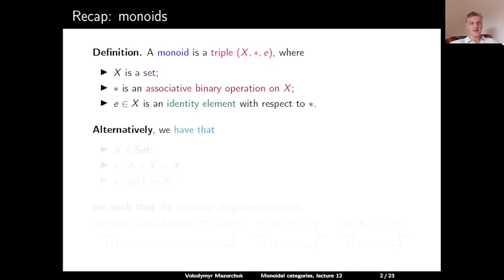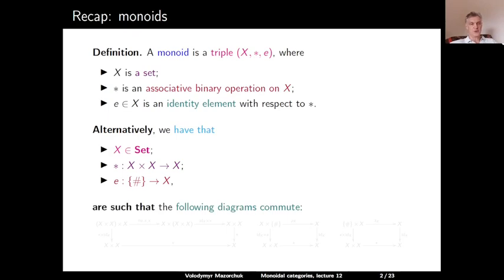Alternatively, the same data can be described as follows. So X is an object of the category of all sets. Star or asterisk is a map from X times X to X. And E is a map from a fixed singleton consisting of dash to X. And this datum is supposed to satisfy the following conditions. The following diagrams should commute.